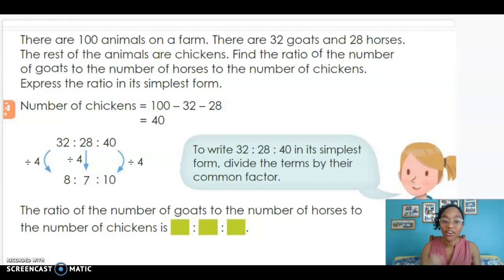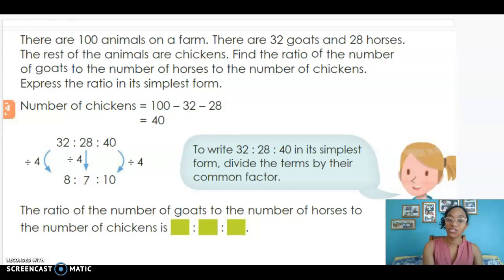We are comparing three quantities in this problem. Remember, that's the superpower of ratios. They can go beyond a fraction and not just compare two things, but instead compare three things. All of the things we're comparing are animals, so that's our total. And there's three categories of animals: 32 goats, 28 horses, and the rest are chickens. Because we know a total and we know the parts, we're missing just one part, we can use subtraction to find the missing number.